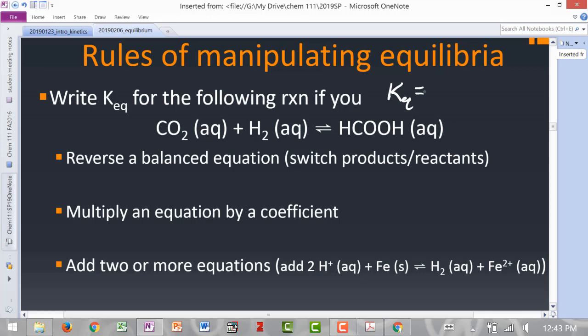Products over reactants for this balanced equation. I see if there are any solids or liquids. Nope. Okay, so I don't have to leave anything out. I can just do regular products over reactants. HCOOH. That's formic acid. If you've ever been bitten by one of those biting ants that stings, that's what they sting you or bite you with, that chemical. HCOOH? Yeah, HCOOH. Hurts. Stings.